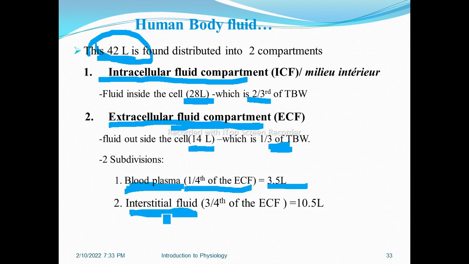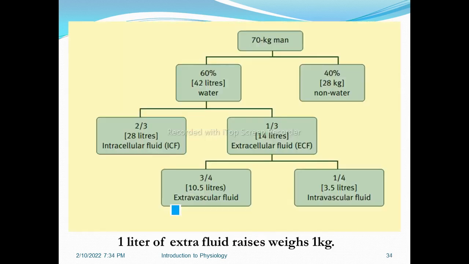And interstitial fluid is also fluid outside the cell. It measures about 3/4 of extracellular fluid. This means 3 times 14 over 4 gives us 10.5 liter. So blood plasma is 3.5 liter, and interstitial fluid is 10.5 liter. Some books say this is 3 and this is 11. These are the compartments.